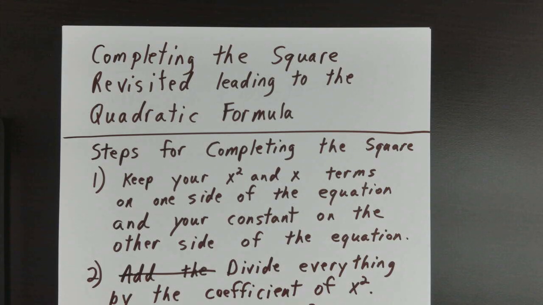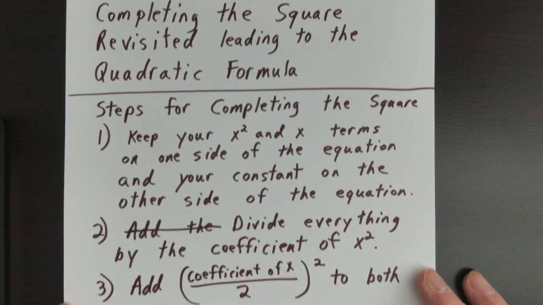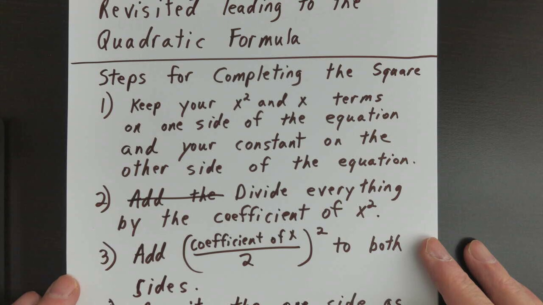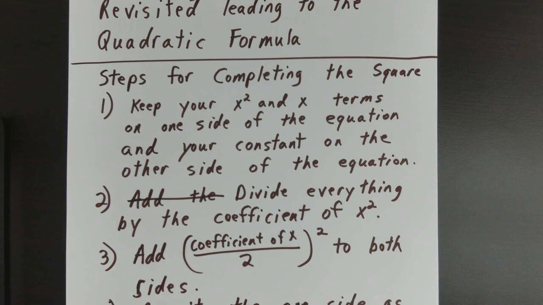So first thing I want to do is go over the steps for completing the square. You just need to get all this written down. We got a few examples. I'll do some of them, I'll leave some of them for you to do, and then you can just put all your work into PowerSchool.